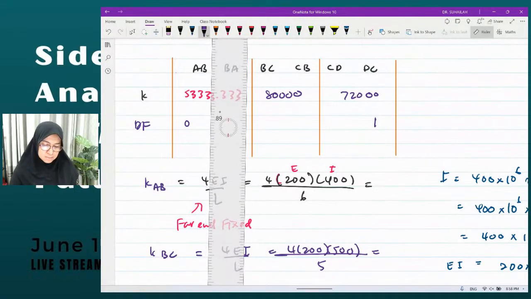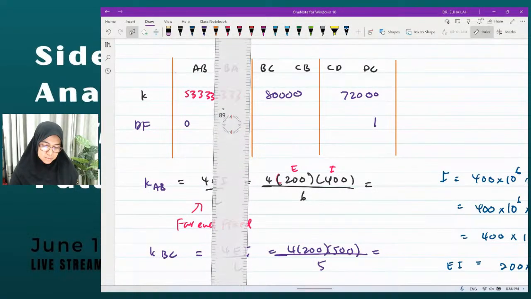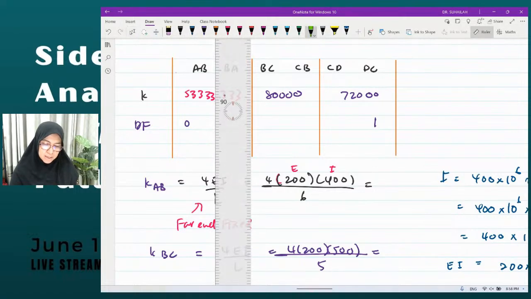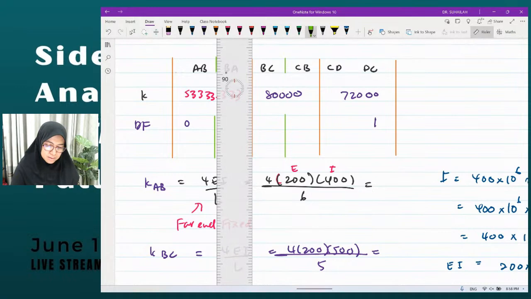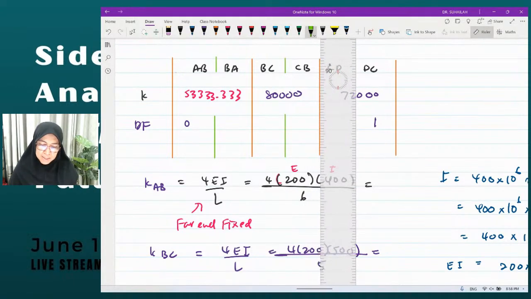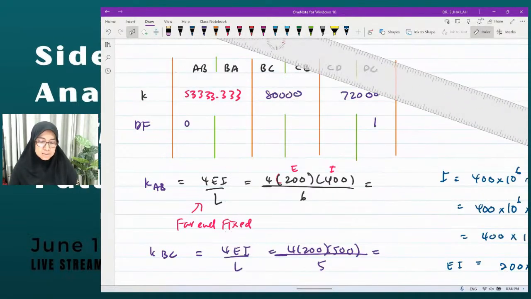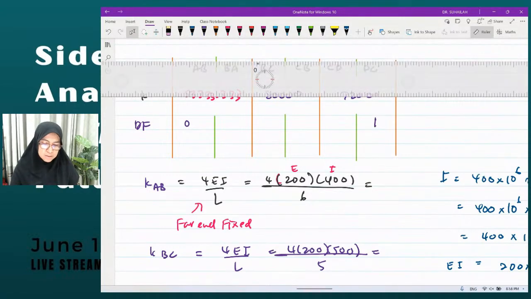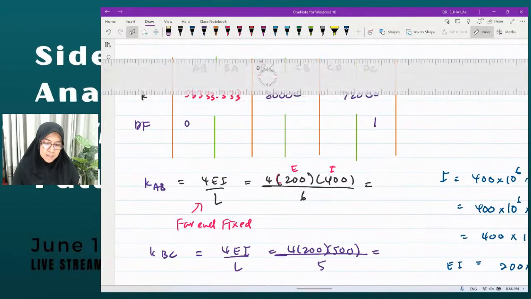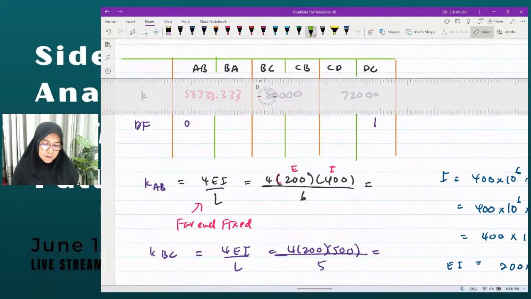So this table should actually be split one by one, same as above. K only we combine, because K for AB and BA is the same. This is just to show you the calculation. You can do it either in the table, or if you don't want a table, you can do it manually outside.